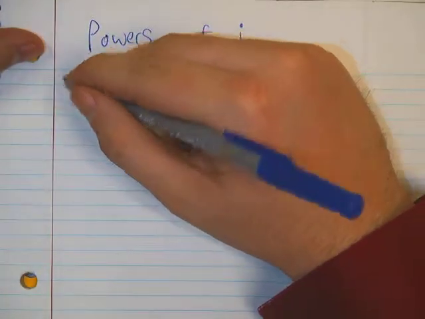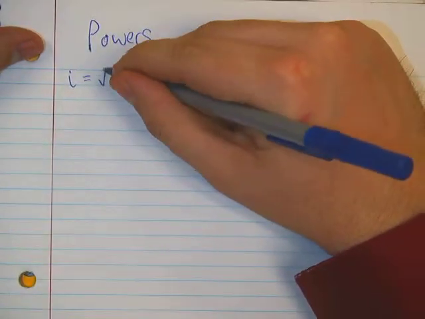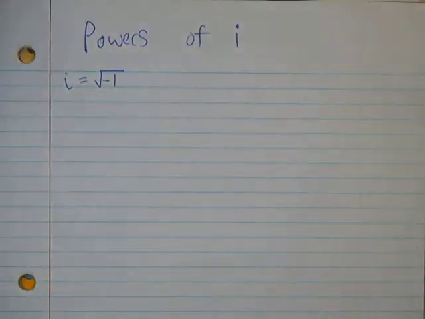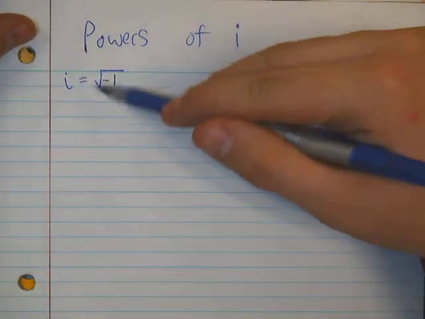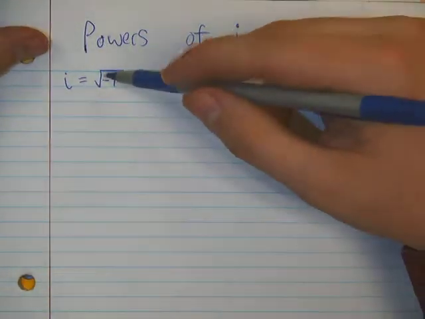Alright, so this is my latest video. It's on the powers of i. A quick reminder, i is defined as the square root of -1. And that really throws a lot of people off. Really, people try to say that this is just -1 or it's actually 1.